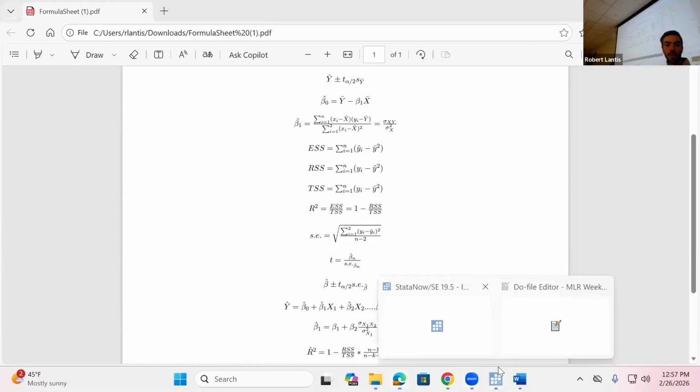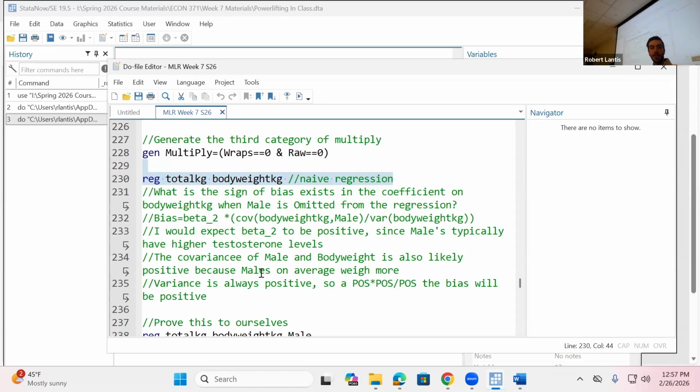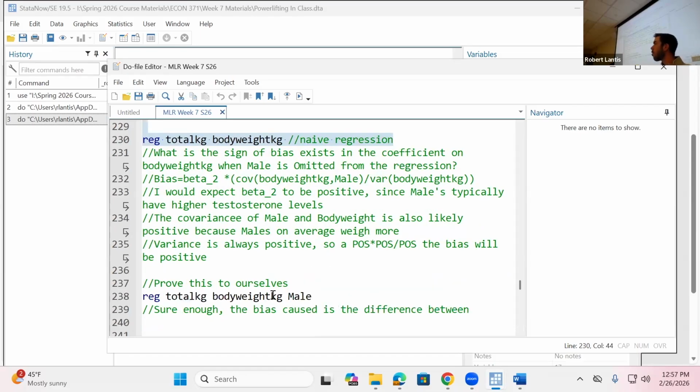So that's simple linear regression. Hopefully that's not too bad. Let's then go to thinking about what if I have a naive regression where I've left out an important omitted variable. So here I'm just going to assume that I left out male. So I've got the words of what we're doing here. And if we have the data, we can run that regression. Once we include that additional omitted variable, we've eliminated the bias that existed in our coefficient on body weight.